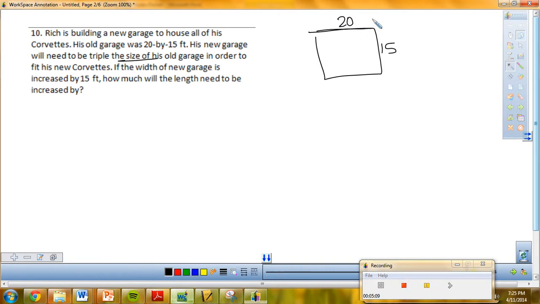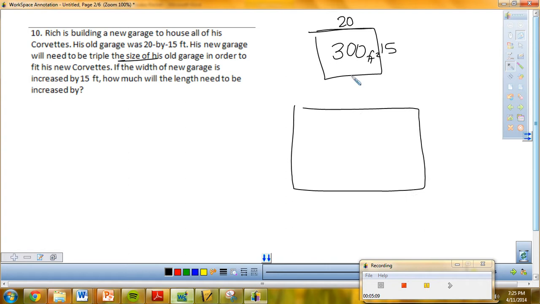So my original garage, 20 times 15, is an area of 300 feet squared. If I triple that so I can fit all those Corvettes in, I want to do 300 times 3, which is going to give me 900 feet squared. That's not what they're asking for. They're asking for how much will the length be increased by.